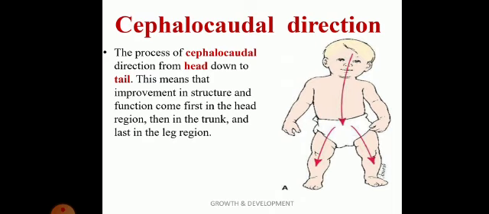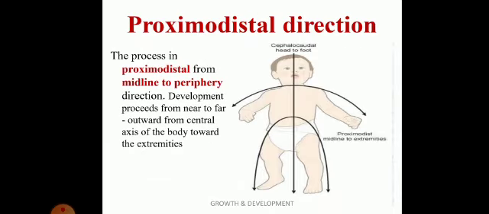So what is it? It is the process of cephalocaudal direction, from head down to tail. Clear? The improvement in structure and function comes first in the head region, then in the trunk, and then in the leg. As we discussed, initially head control, then sitting, and then leg control, that is standing and walking. In between, other milestones also come from this only, from upside down. So it is known as cephalocaudal direction.